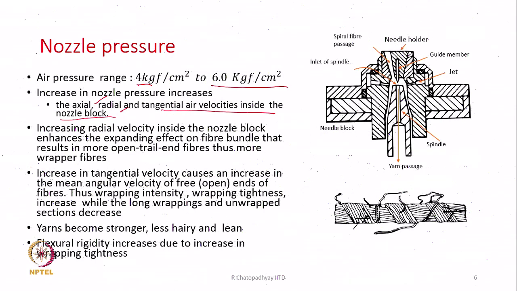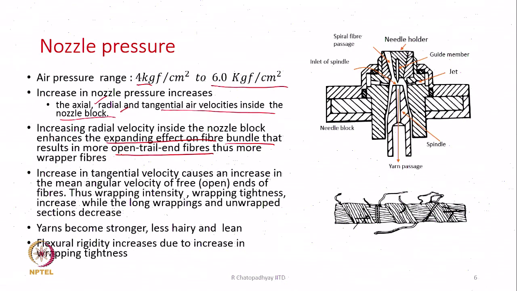Now, increase in radial velocity is going to have an expanding effect of the fiber bundle that will result in more open trailing ends of the fibers. See, as we have already discussed, whatever fibers are flowing from the front roller nip to the nozzle, first they enter the nozzle entry point and then they move towards the tip of the spindle. Now, when they reach the tip of the spindle, some of the fibers will be detached, especially the trailing end of some of the fibers.